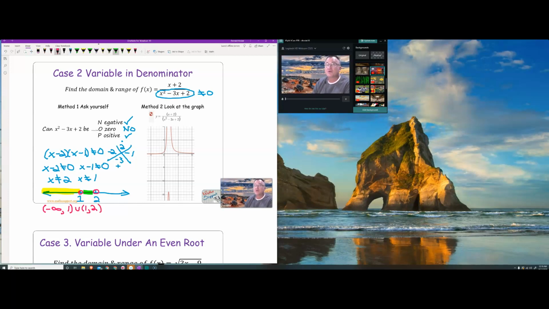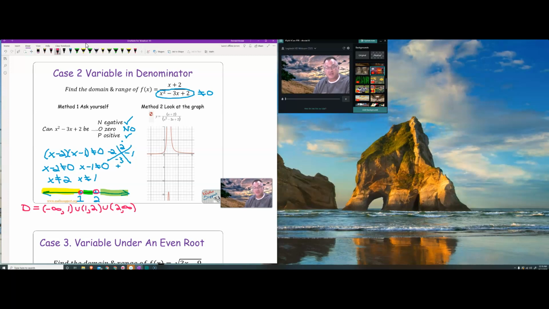And then the third part of this interval is this section to the right of 2, but doesn't include 2. So that would be the union of, or 2 to infinity. And this would be my domain for that function.